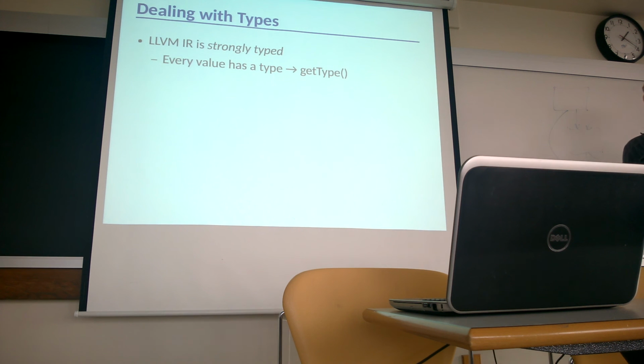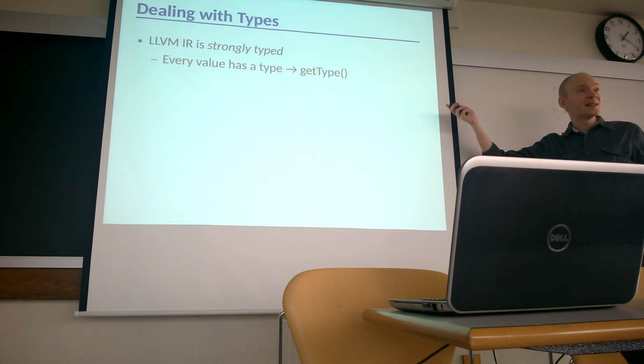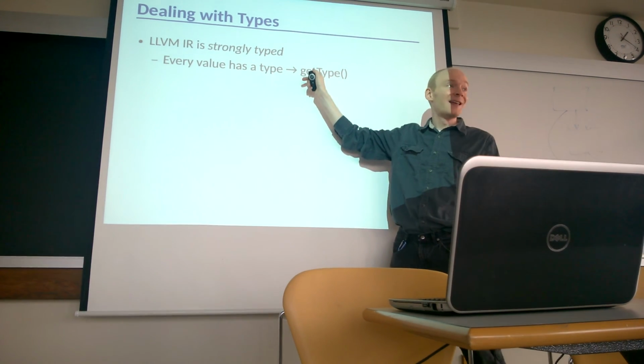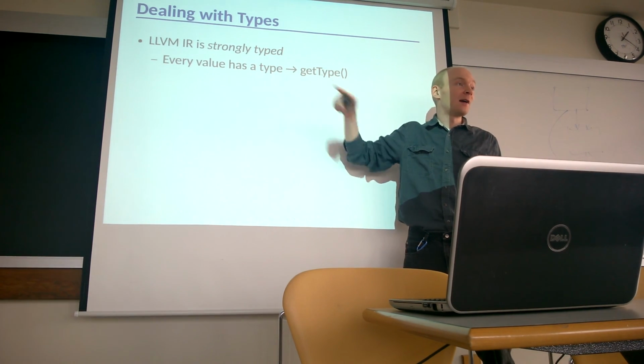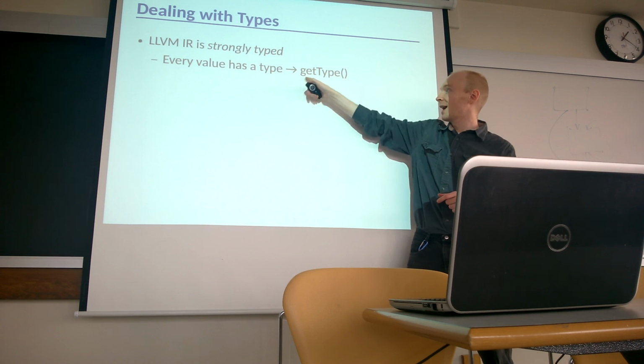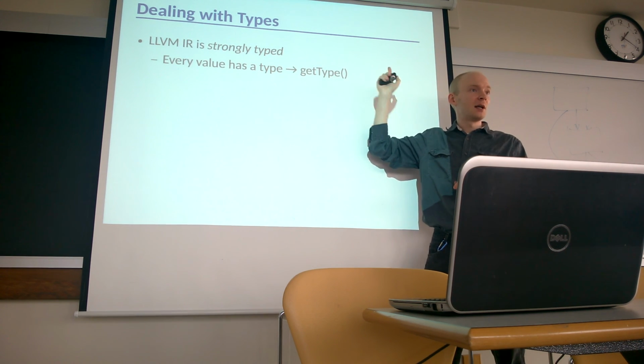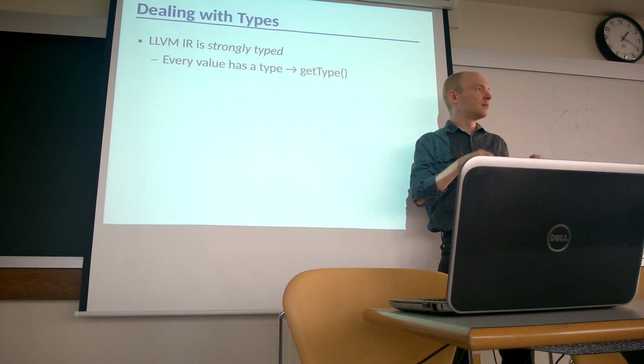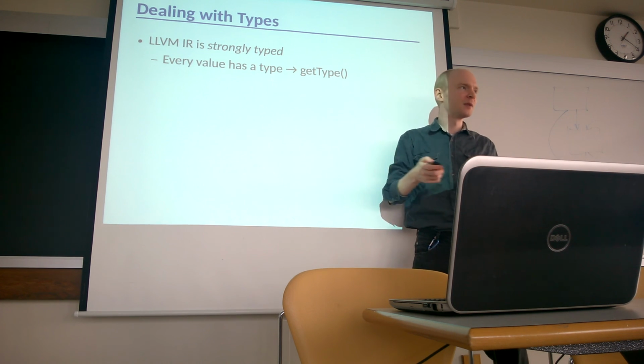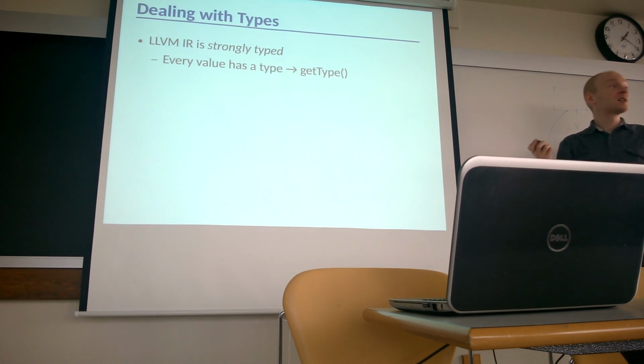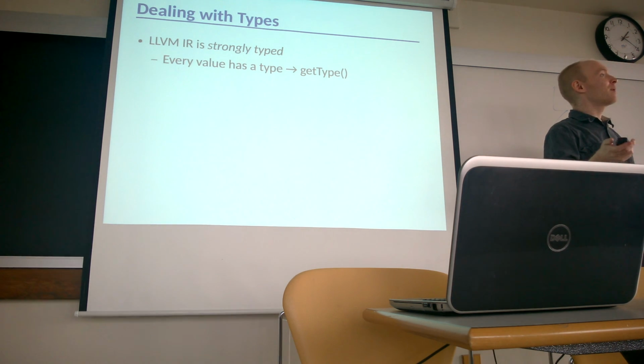And LLVM is strongly typed. This means that every value has a type that you can get by calling getType. And in fact, if you want to print it out, you can call getType and then call dump. And it'll dump out a textual representation of the type. It's going to be very useful for debugging. Types are one way of resolving aliasing. Maybe the easiest way for your project.